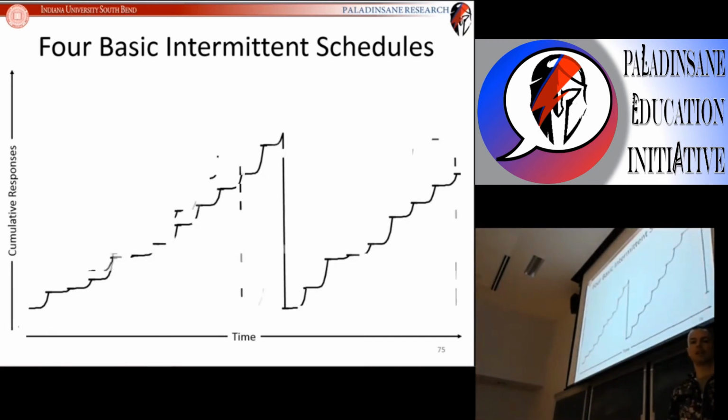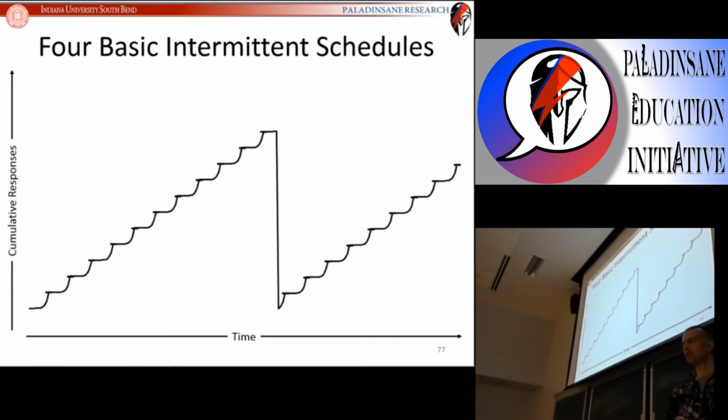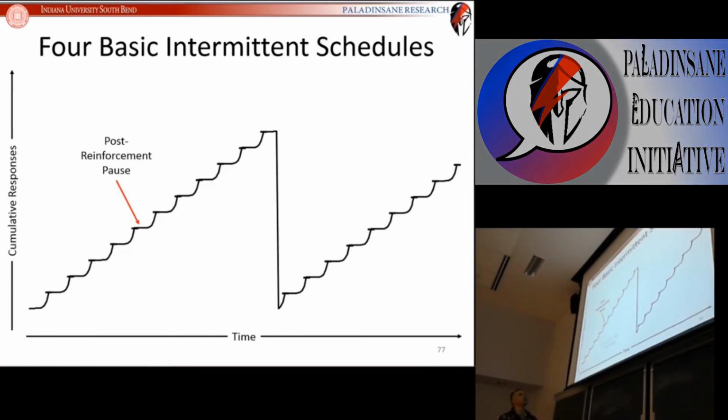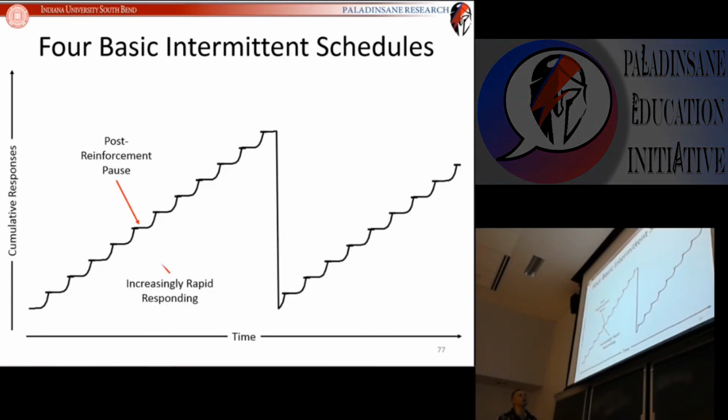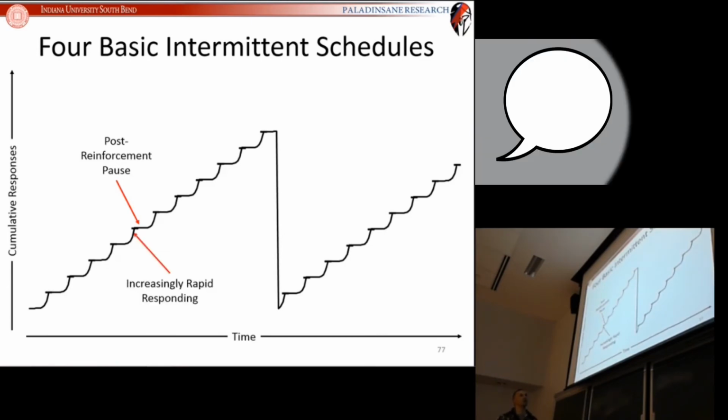This is known as a scalloped pattern because it literally looks like people scooped this pattern out of a hillside. So this one has a post-reinforcement pause. So you can see that after reinforcement, there's no responding. And why would you? Because after reinforcement, you know your interval just expired. So now you have to wait before the next interval is over. But you get this scallop pattern, this increasingly rapid responding as the interval gets close.